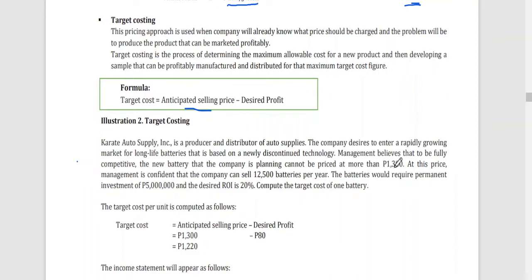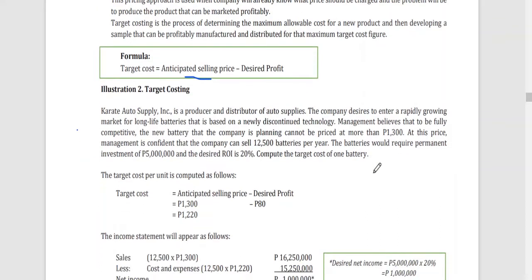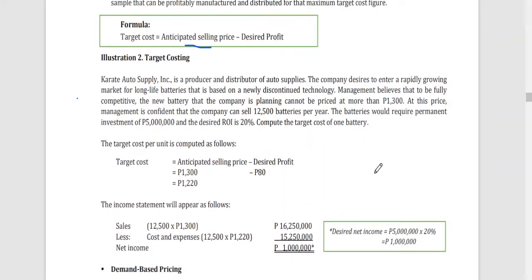Perhaps the other sellers price their products within this range. At this price, management is confident that the company can sell 12,500 batteries per year. The batteries would require permanent investment of 5 million and desired ROI is 20%. What should be the target cost of one battery? At 1,300 nga price, kinahanglan na natong iset aside, siguro una nato ang gusto nato nga profit. Pila man atong desired profit.